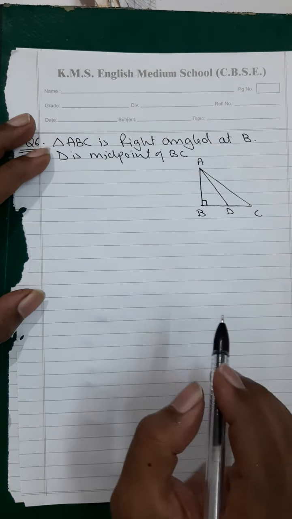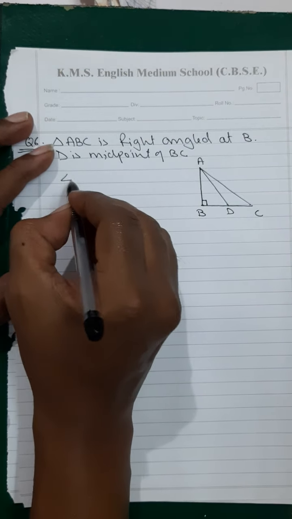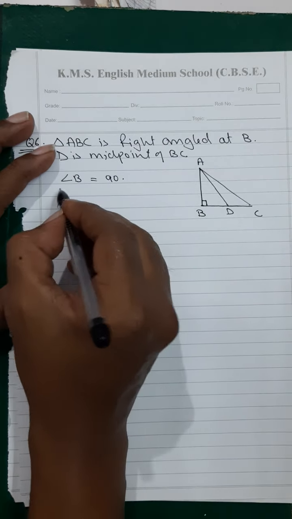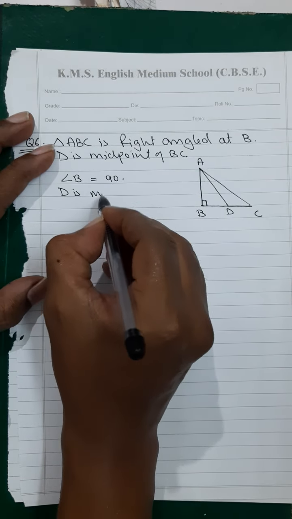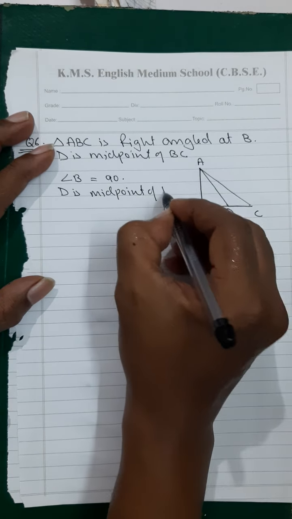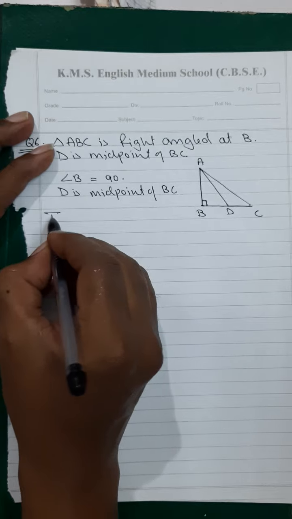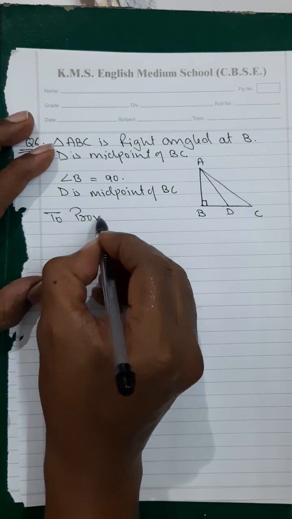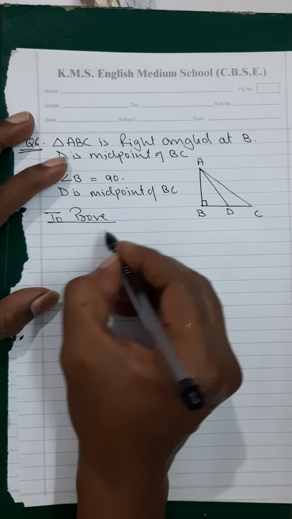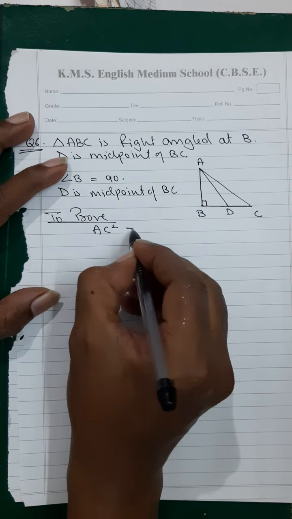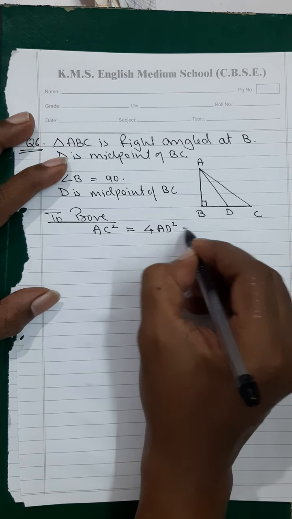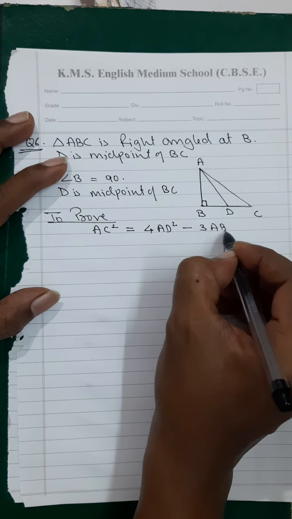Then here they are telling, in given you will have angle B is equal to 90 degree and D is the midpoint of BC. To prove: what you have to prove, AC square is equal to 4AD square minus 3AB square.